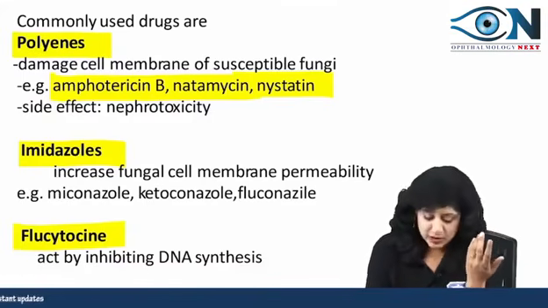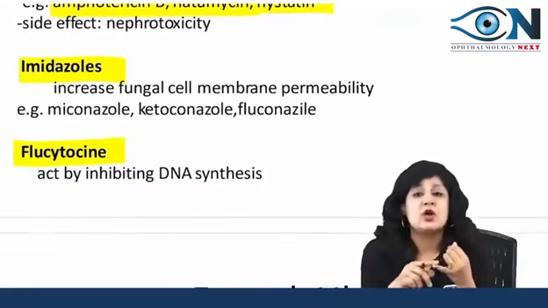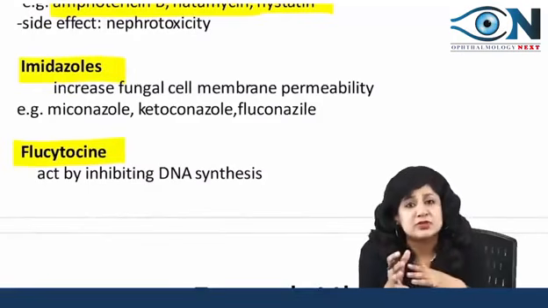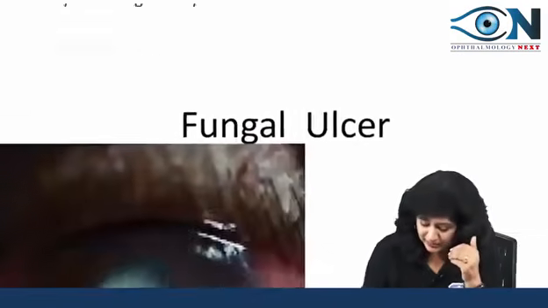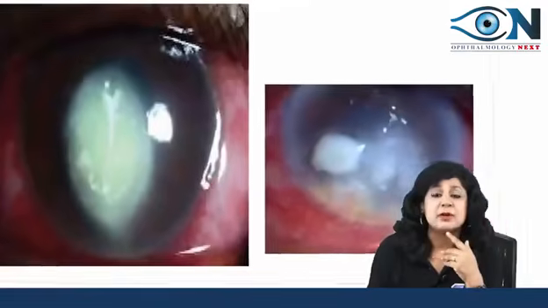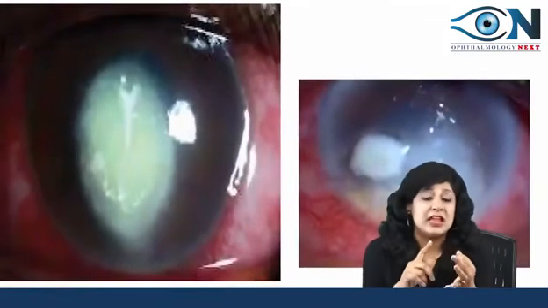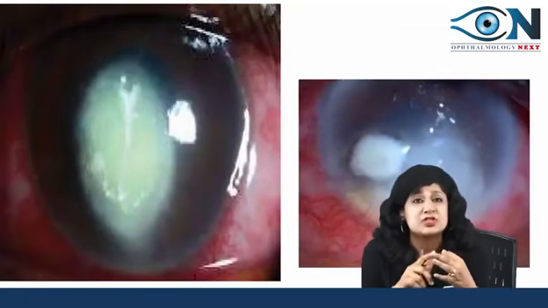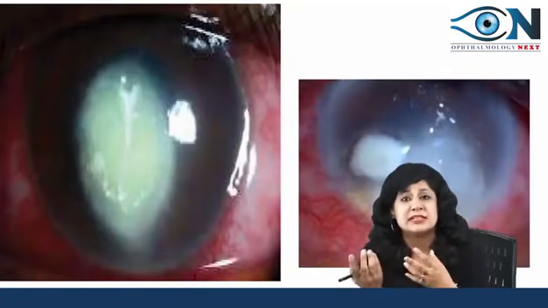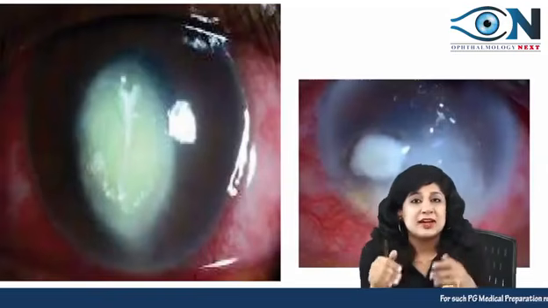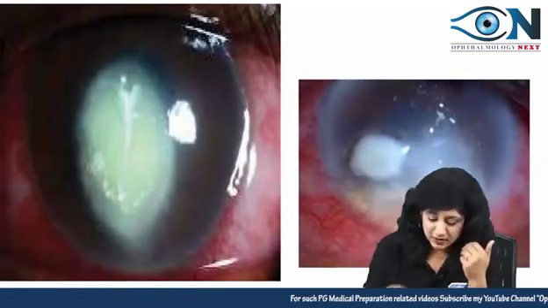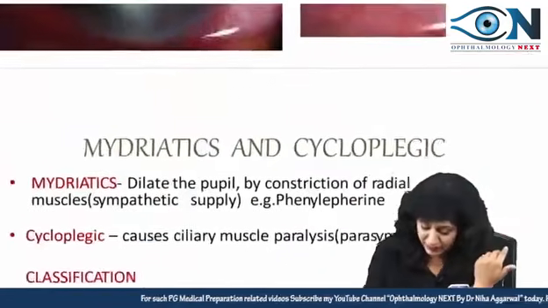Then we have imidazoles like miconazole, ketoconazole, fluconazole. We have flucytosine also. So, a lot of drugs are there. And this is your typical picture of the fungal corneal ulcer: dry looking, greyish with elevated margins, finger-like projections, rolled out edges, multiple satellite lesions and whatnot. So, if you are getting something like this, think about the fungal corneal ulcer and think about giving the antifungals.